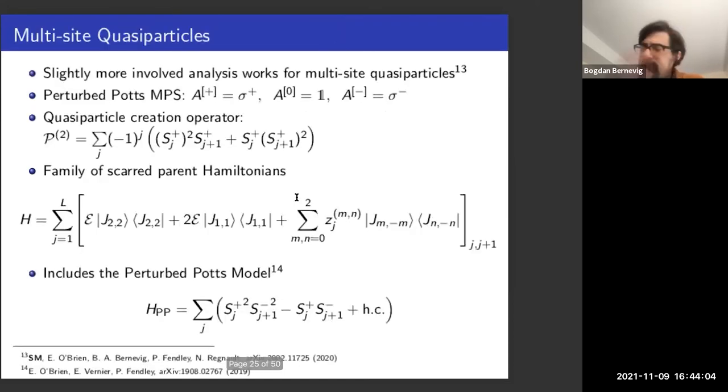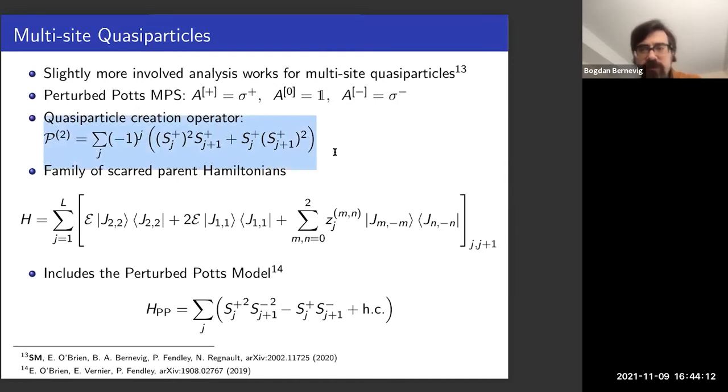Okay, and there are more involved scars. You can do scars in the perturbed Potts model that involve more. This is related to Slava's question: you can generalize this construction to more complicated operators. You can't get all the excited states, but in the case when there are scars, it works for more complicated operators. For example, for the perturbed Potts model, you find this operator that creates scar states.